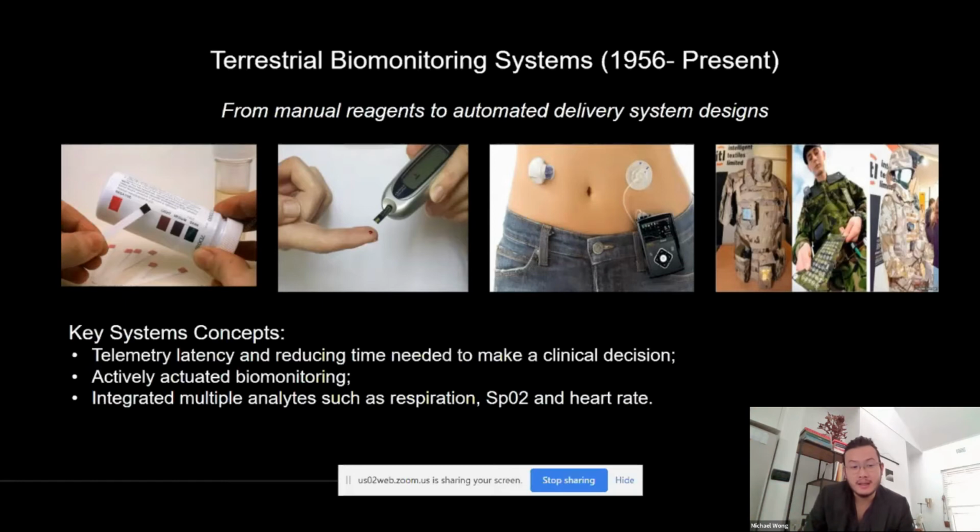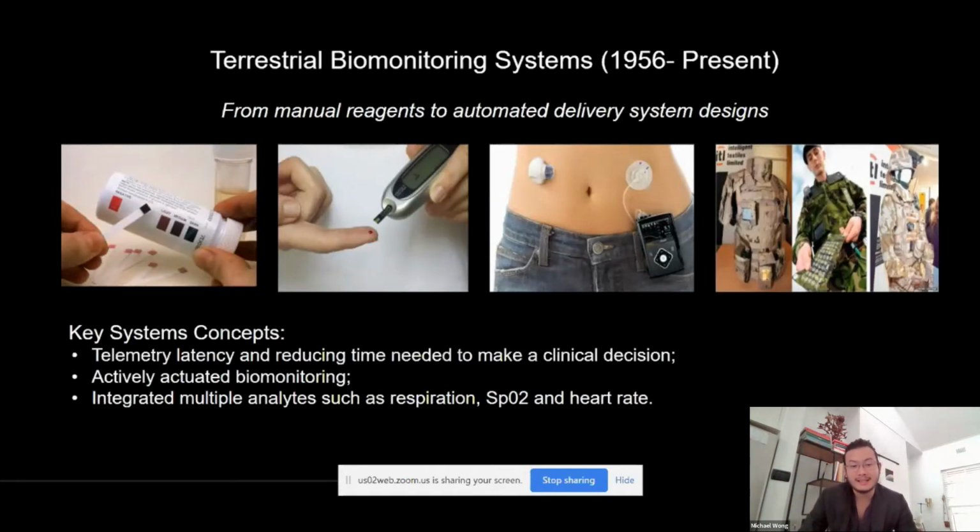Second has been the interest in using actively actuated biomonitoring, or as another word we use for feedback systems, i.e. can what you read trigger something that could help you in terms of a system architecture that's electronic.